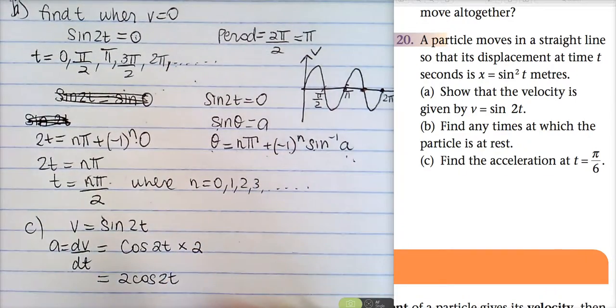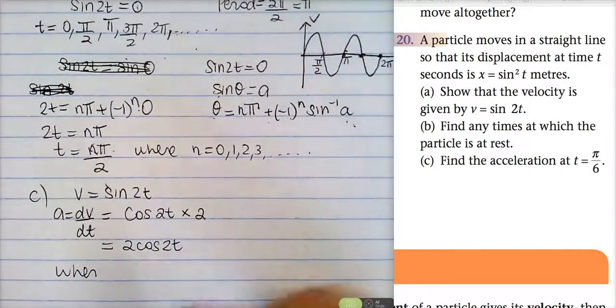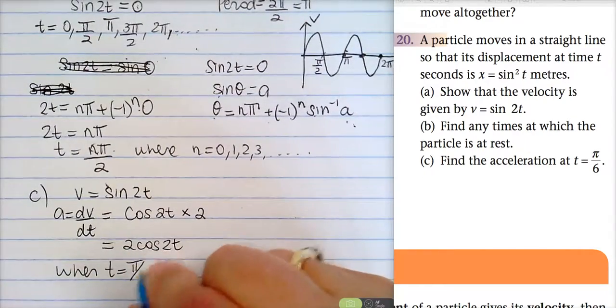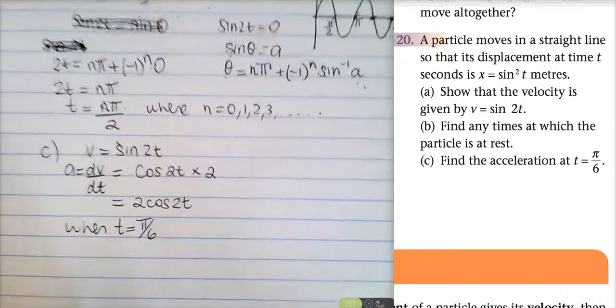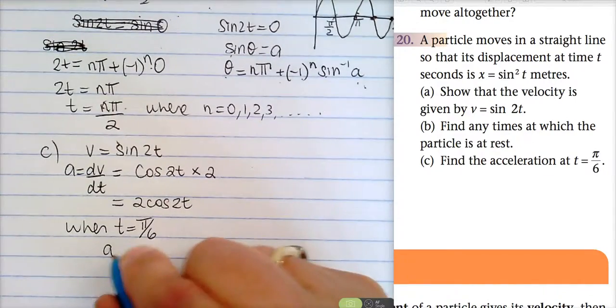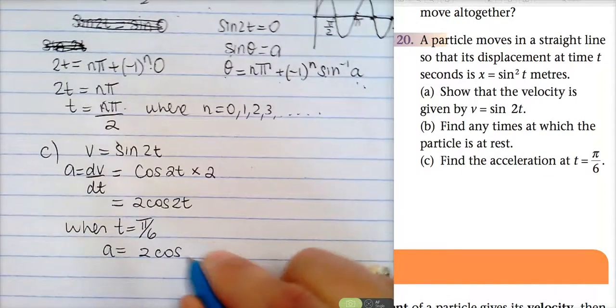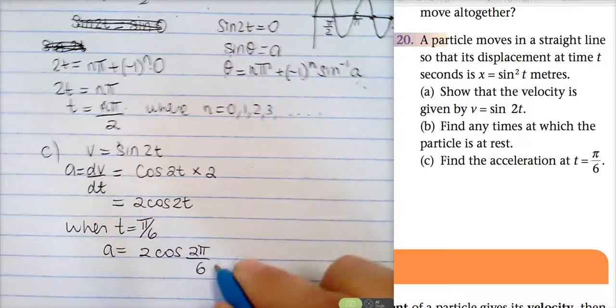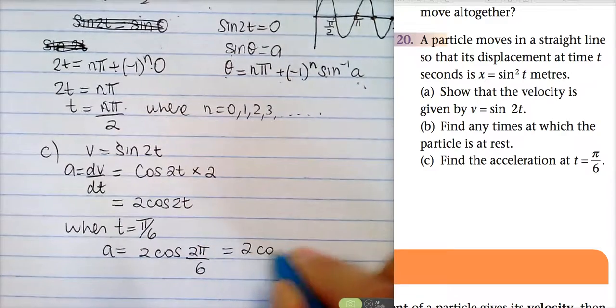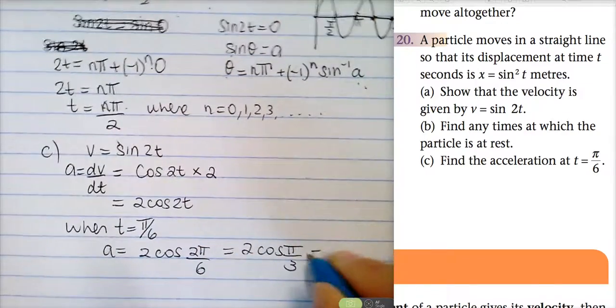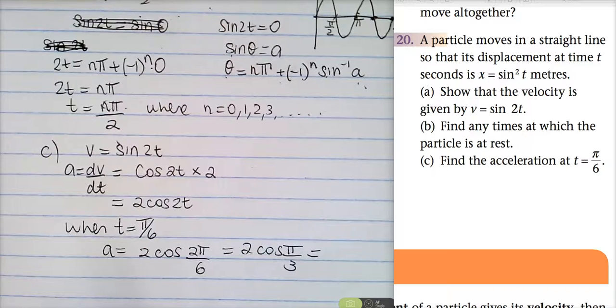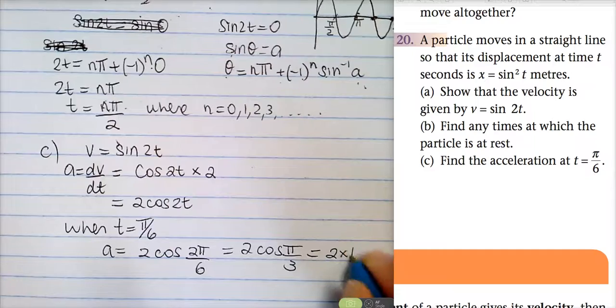Remember, you've got the formula sheet. If you're not sure of the formula, look it up. And even so, just make sure you really know them. Every time you get something wrong, it's a loss of a mark. So when t is pi on 6, the acceleration is 2 times cos 2 pi on 6, which is 2 cos pi on 3, which is cos of 60, yeah, 2 times a half, which is 1 units.